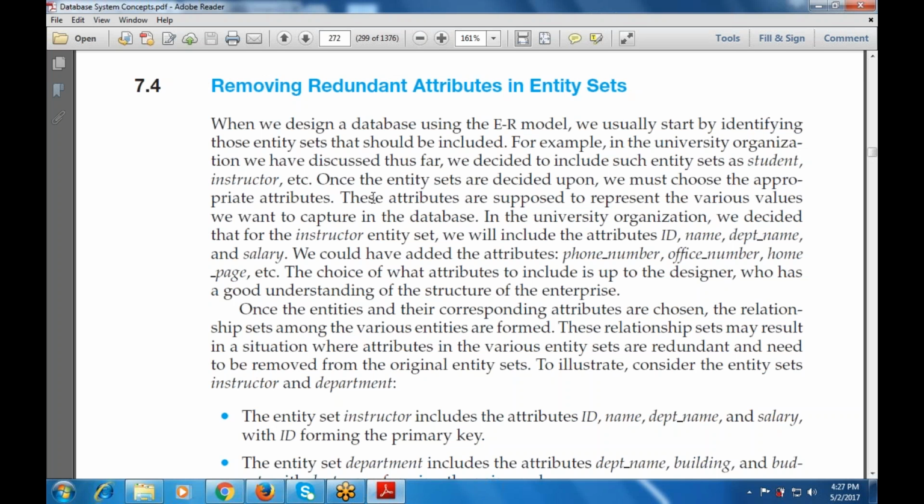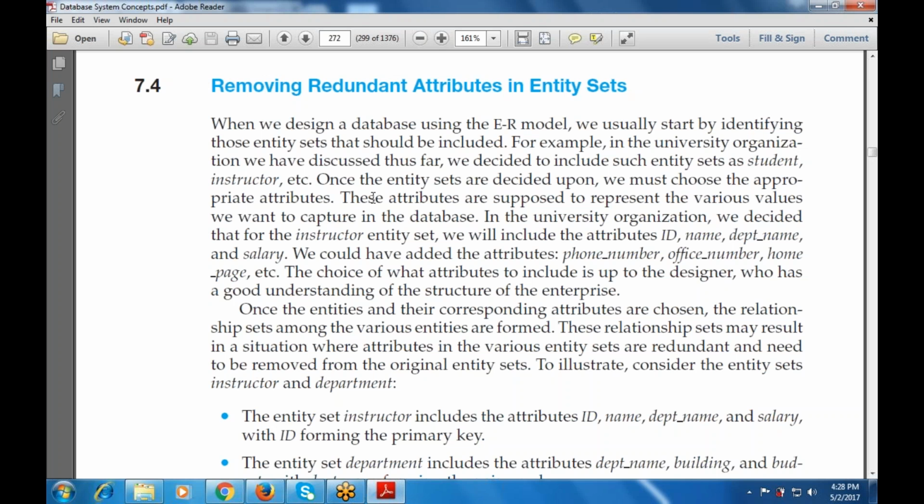In the university organization, we decided that for the instructor entity set we will include the attributes ID, name, department name, and salary. We could have added attributes such as phone number, office number, home page, and so on. The choice of what attributes to include is up to the designer, who has a good understanding of the structure of the enterprise. To illustrate, consider the entity sets instructor and department.